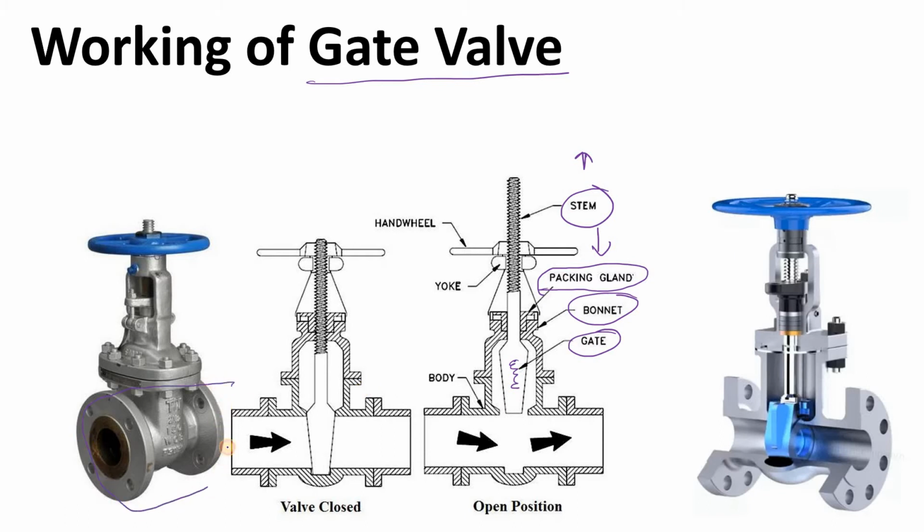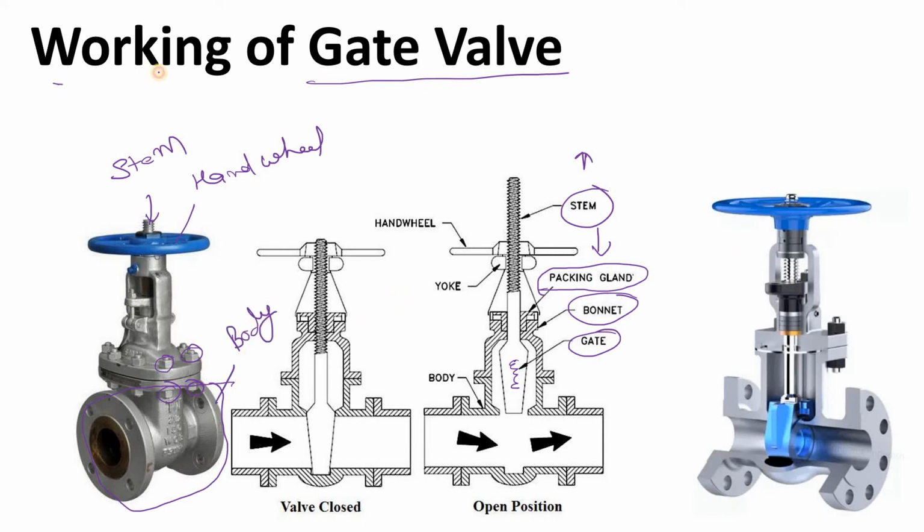See here, this is the body, this is a bonnet, nut and bolt, this is a hand wheel, this one is a stem, and here you will find the packing. And the body I have already told you, this one is a body.